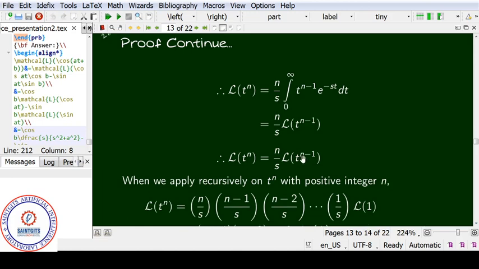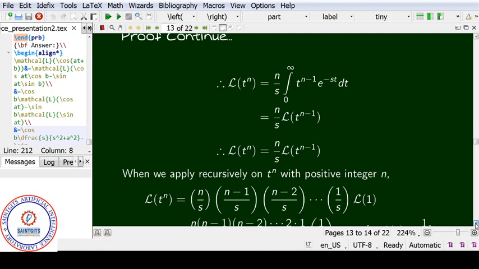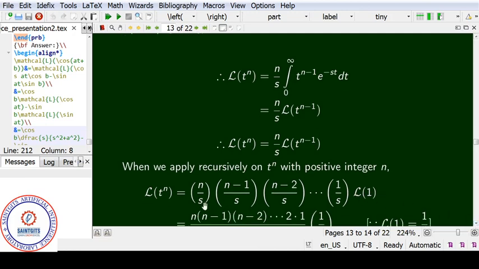In that case we get n minus 1 by s into L of t raised to n minus 2, like that. Again we apply Laplace transform on t raised to n minus 2. So we get n minus 2 by s into L of t raised to n minus 3. We repeat like this. So we got an expression like n by s into n minus 1 by s into n minus 2 by s into etc. Then L of t is 1 by s into L of 1. L of 1 is equal to 1 by s.